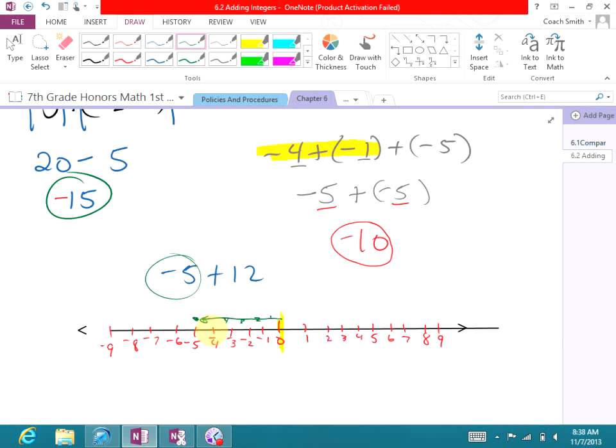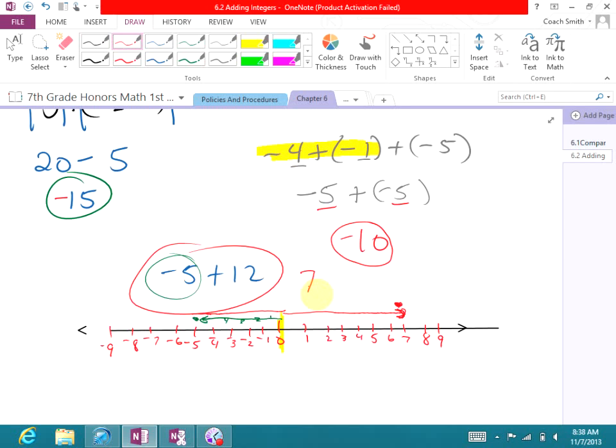12 positive. Okay? Well, 12 positive means I go back to the right 12 units. So that would be 1 all the way to here is 5. So that means I have 7 units left. And so that means I would come out here to 7. And that's where I would stop. So the answer to this problem is 7. Okay, and that's how you can see it on a number line.